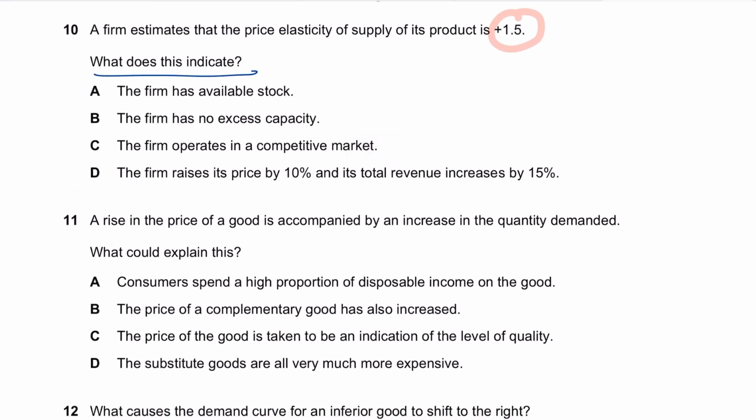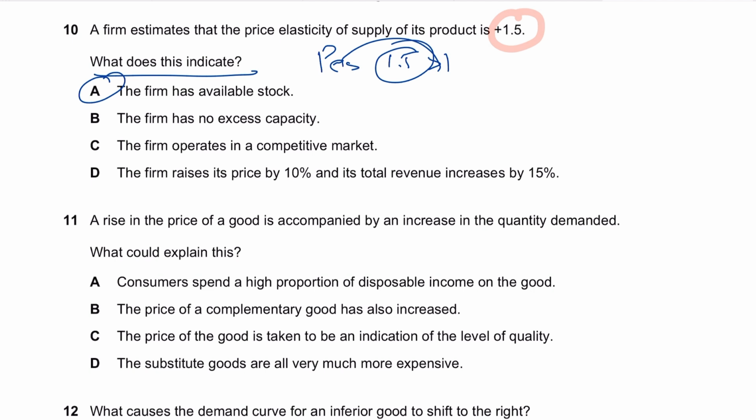Question number 10 says, a firm estimates that the PES is plus 1.5. The plus just means a direct relation between price and quantity. So 1.5 means greater than 1, so this is representing an elastic supply. The coefficient is 1.5, which is greater than 1. It is an elastic supply. One of the factors that makes your supply elastic is that the firm has available stock of raw materials. If the firm has a higher stock of raw material, obviously supply would be elastic. It would be more responsive to a price change. The producers would be quick at responding to price changes.